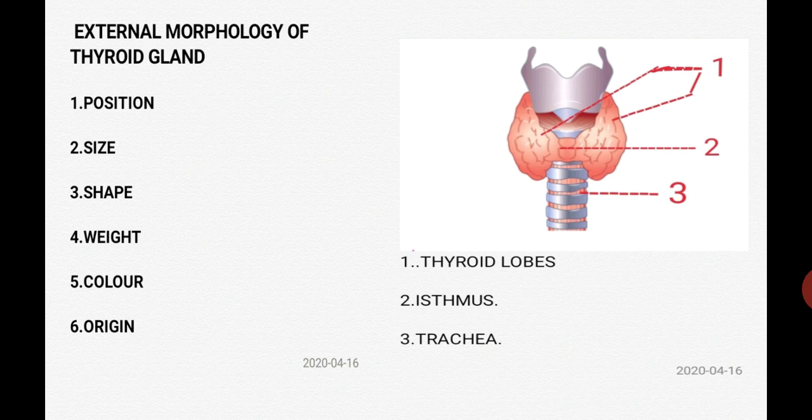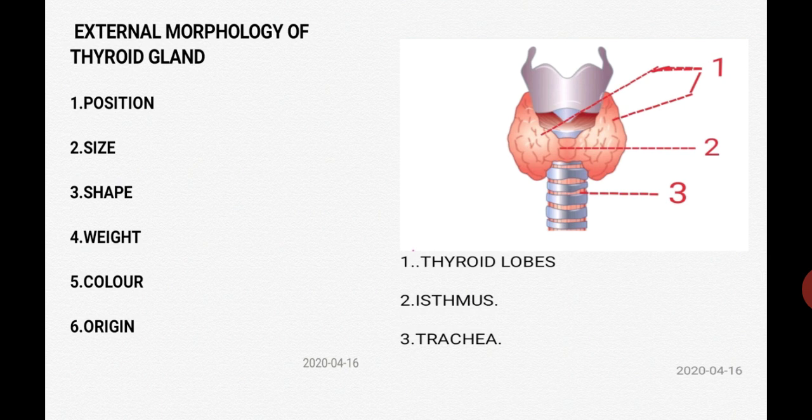First point, position. Thyroid gland is located in the anterior region of the neck, just below the larynx and ventrolateral to the trachea. This is called the position of the thyroid gland, meaning where this thyroid gland is located.